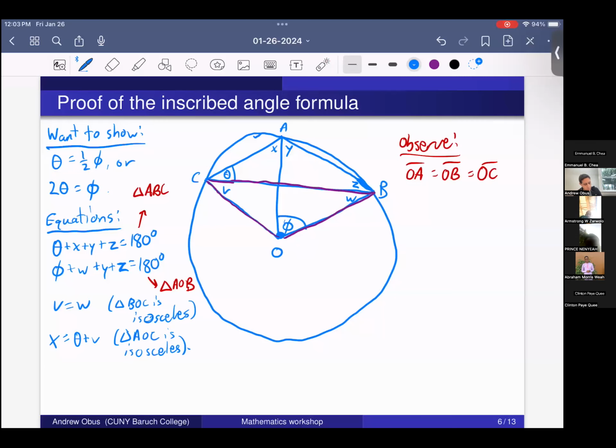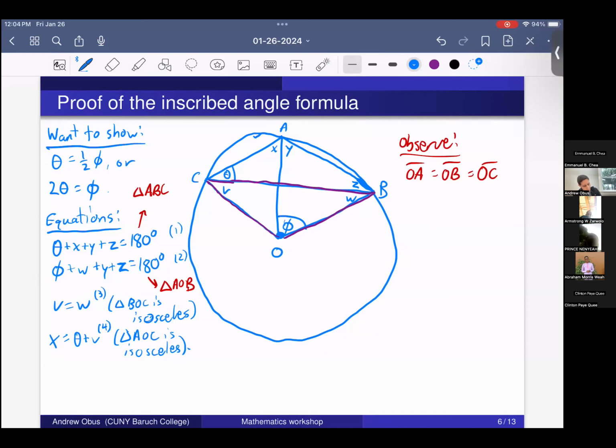Okay. And so now I claim with these four equations, I have everything that I need to do the proof, right? So let me give these equations numbers. We'll call this equation 1, equation 2, equation 3, and equation 4.